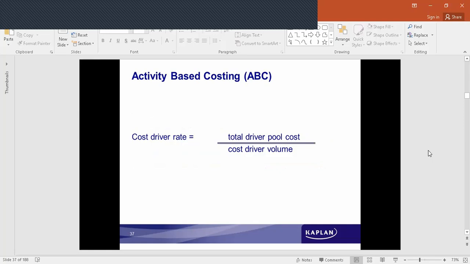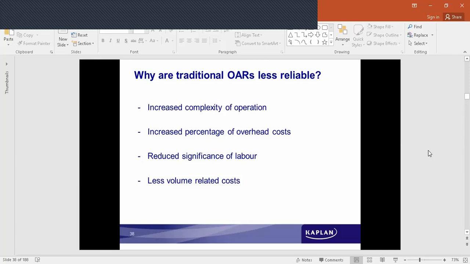But here in ABC, as many activities as there are, that many activity rates have to be calculated. Either we calculate rates or we use the basis of apportionment and allocate that. So as many overheads are incurred, that many overhead rates have to be calculated. Why are traditional overhead absorption rates less reliable?